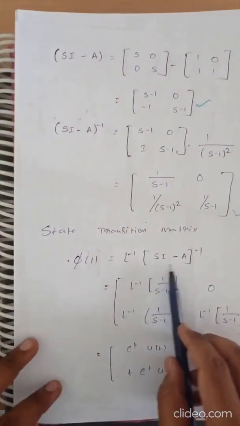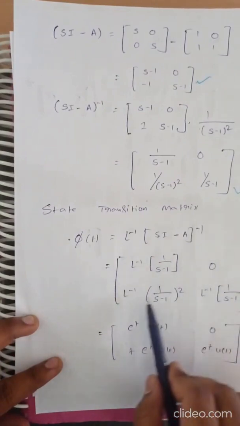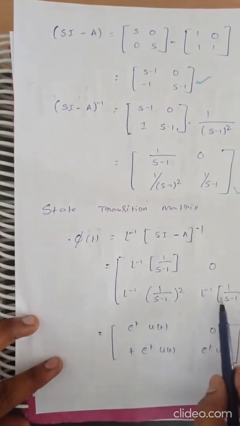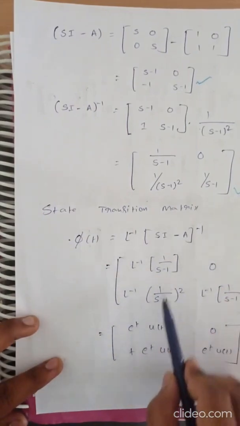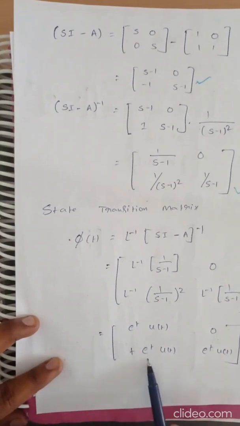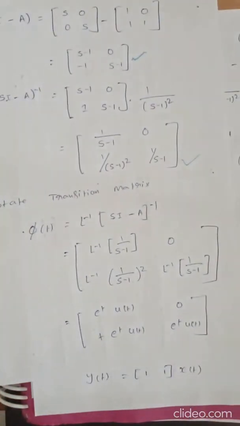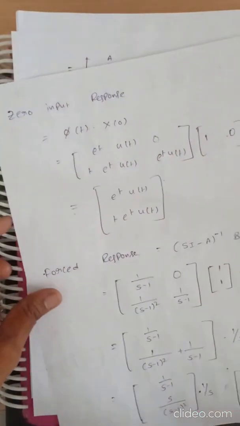L inverse of si minus a whole inverse, that equal to L inverse of 1 by s minus 1 0, L inverse of 1 by s minus 1 whole square, L inverse of 1 by s minus 1. We know that the Laplace inverse for this one was e power t into u of t and 0, and this one was t into e power t into u of t, and the final this one was e power t into u of t. These are the state transition matrix. So now we have received it in the time domain.